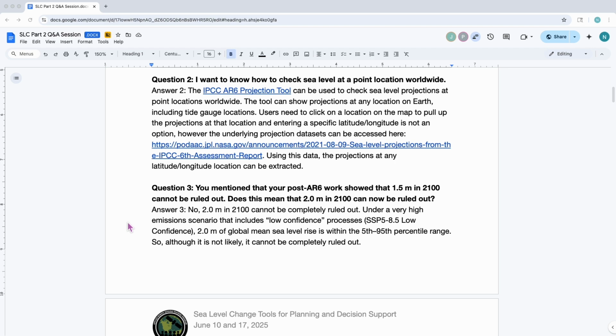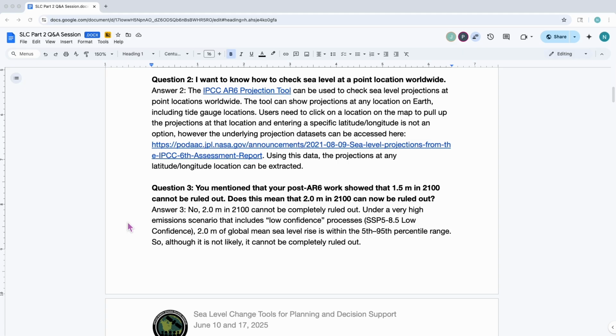And it comes from a gridded global data set. So you can click on any location on Earth on the map, and it will pull up the projections for that particular location. It also highlights tide gauge locations. So you can click on the blue dots, which represent the tide gauges, and get the projections at exactly the location of the tide gauge.